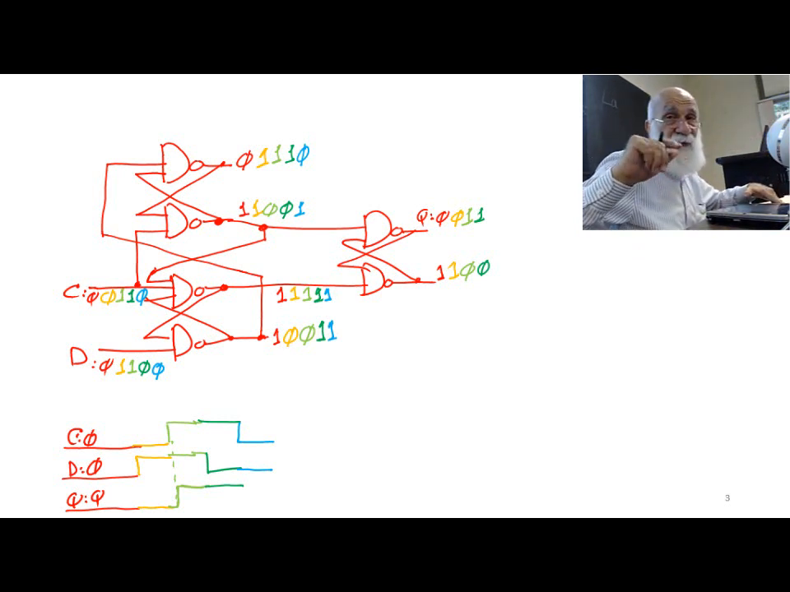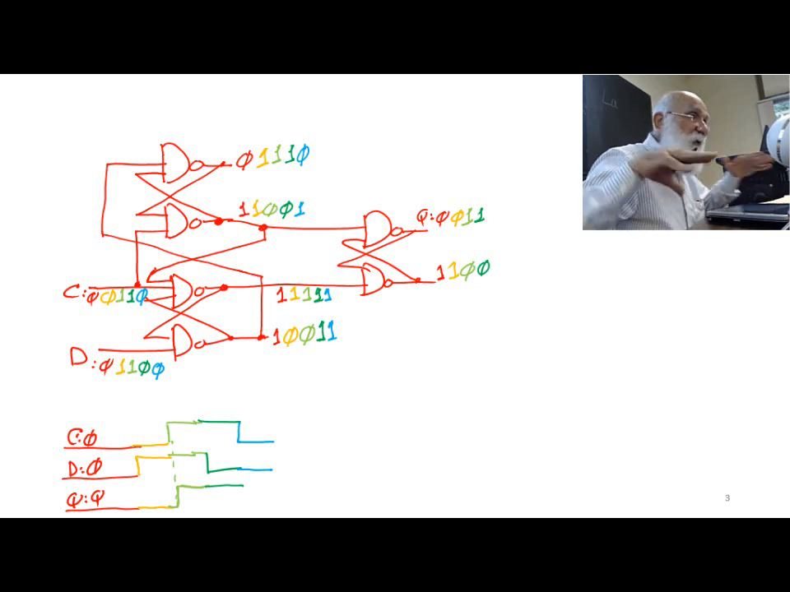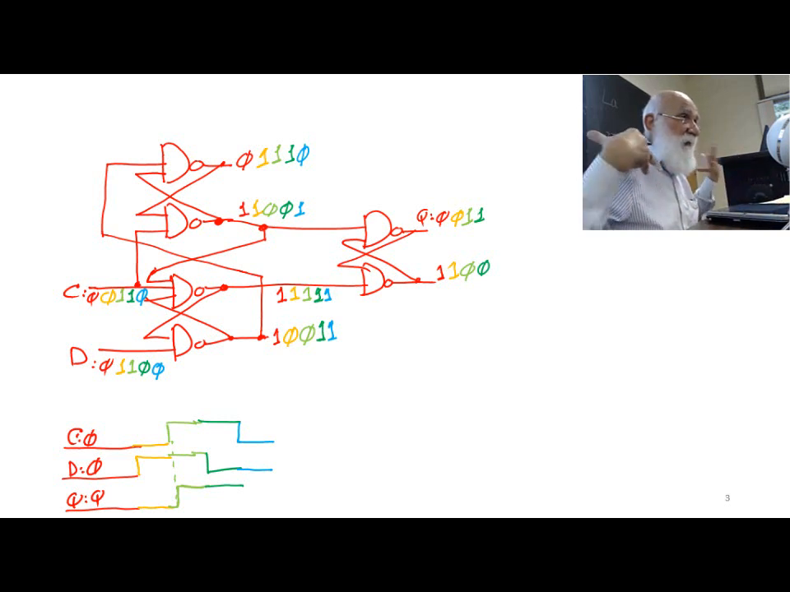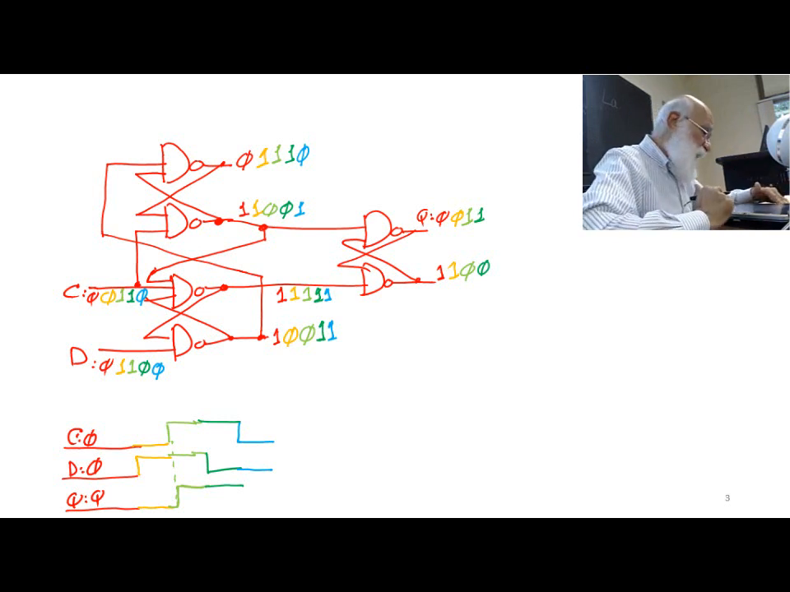Remember, I talked about the controlling values for the gates. Controlling value for AND and NAND is 0. Controlling value for OR and NOR is 1. So as soon as you see a 0 on a NAND gate, then you say, well, the output is 1. You don't have to look at any of the other inputs.